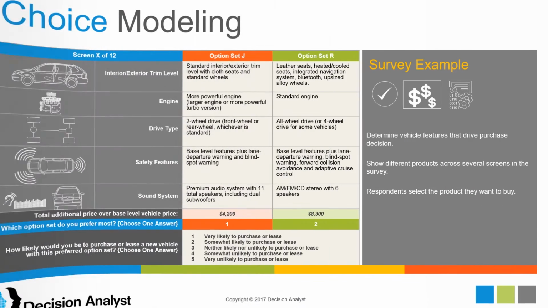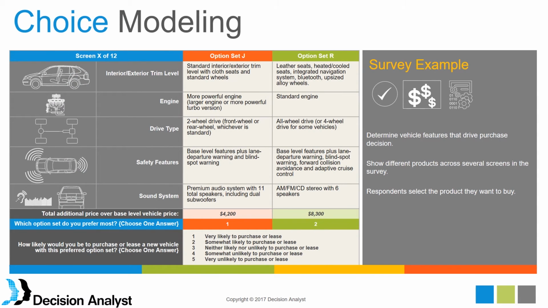So here's an example of a choice exercise. We can imagine that our client is a vehicle manufacturer, and this manufacturer wants to know which features are most important to include in the new model update. So instead of asking respondents to rate the importance of the features or even to select their most and their least important to purchase, we're presenting these options as more of a realistic choice.